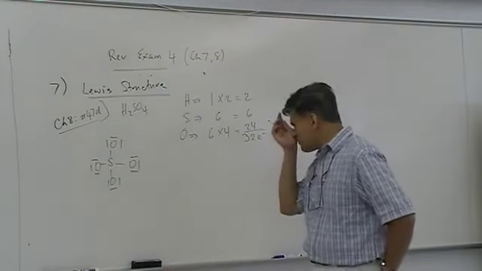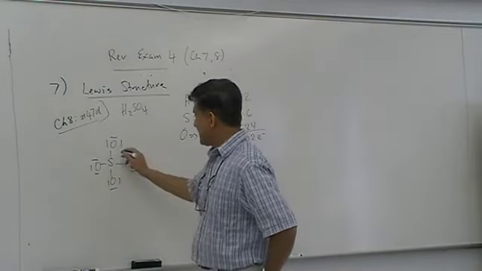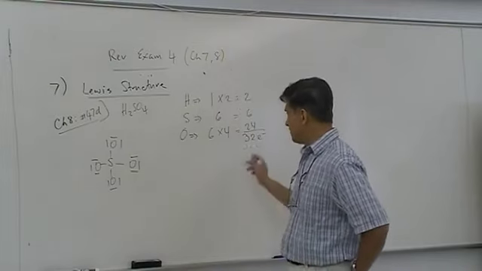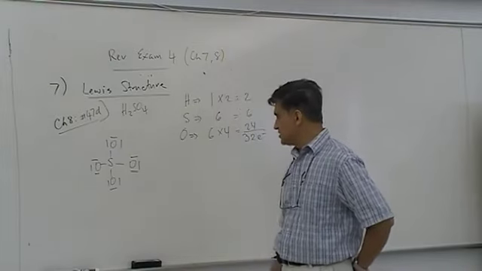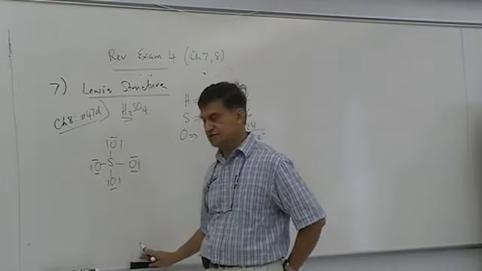Now you add up all the valence electrons that you have assigned. 8, 8, 8, 8. That accounts for all 32 electrons. That means my Lewis structure is right, except that I need to add 2 hydrogens.